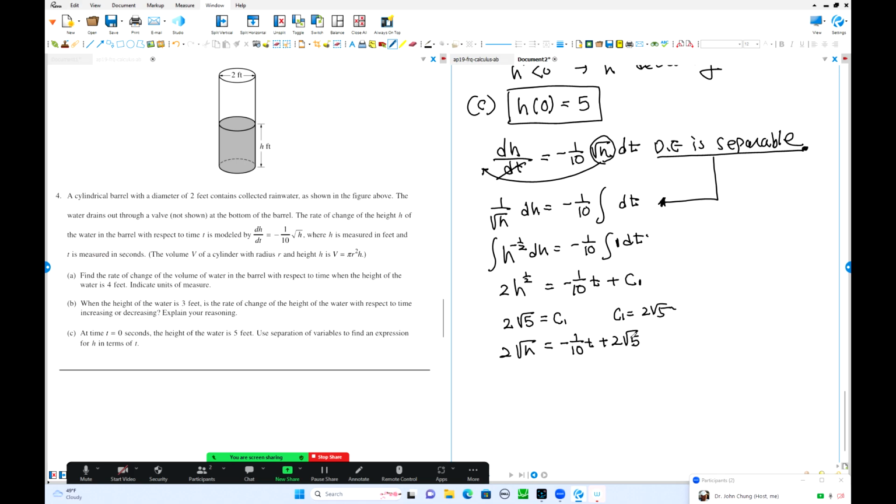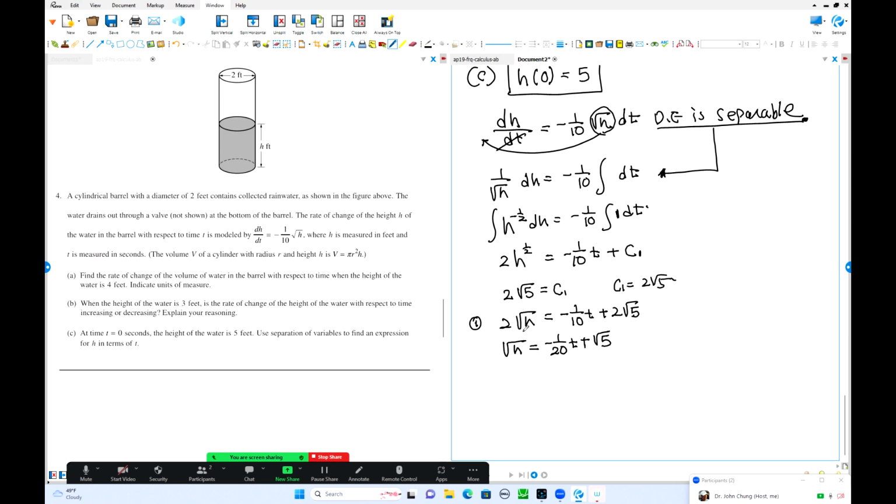We are not done. This is square root h. First step is divide by 2. Divided by 2 is what? Square root h equals, divided by 2 means times 1 over 2, right? Negative 1 over 20 t plus 1 over 2 times 2 square root 5, so square root 5. Are you okay with this?